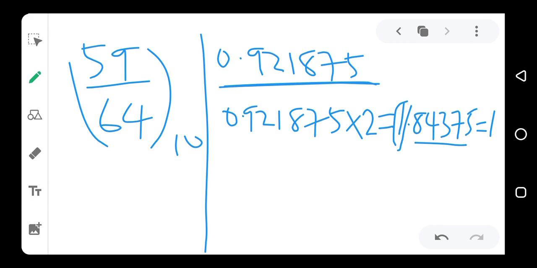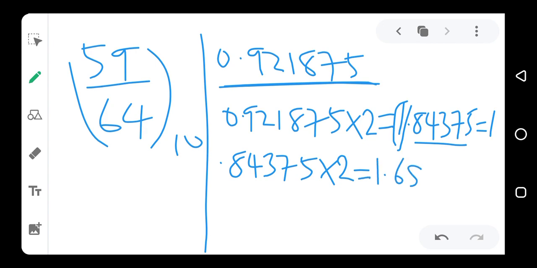Now we say 0.84375 multiplied again by 2, it will give us 1.6875, and that will give us 1. That is, the whole number is 1. Then we carry the decimal.